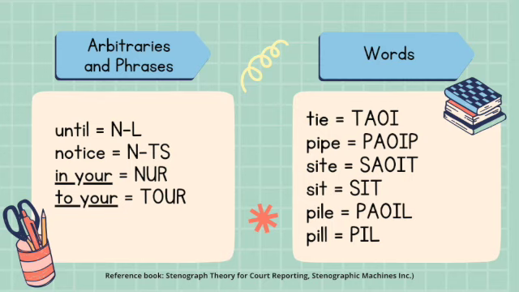Okay, we have here arbitraries and phrases as well as words in this lesson. So you have until, notice, in your, and to your. That's for arbitraries and phrases. We also have words, for example tie, pipe, sight, then sit. So there is a difference between sight and sit. Pile and pill. So that is the difference between short I and long I sound.